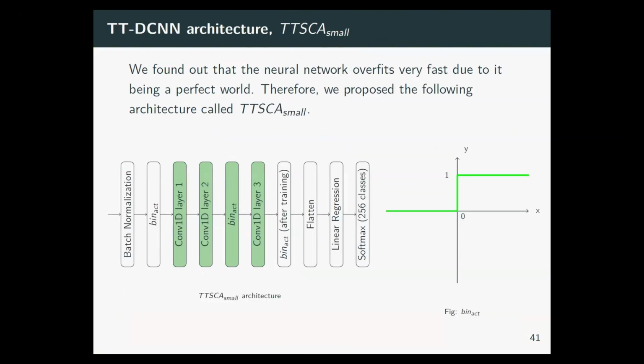At the start, we tried to train a neural network based on TTD-CNN on the simulated trace. What we found out was that this neural network overfit very fast due to it being a perfect world. So after some manual hyperparameter tuning, we managed to find this architecture called TTSCA small, and we convert this green colored part into the truth table for interpretation.